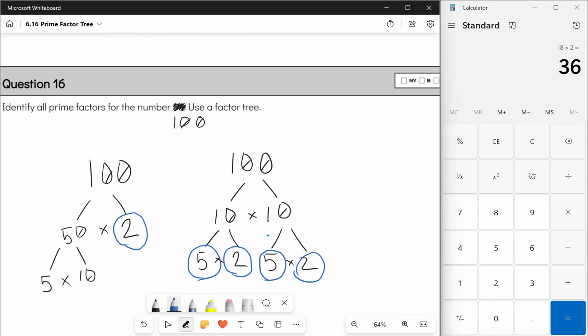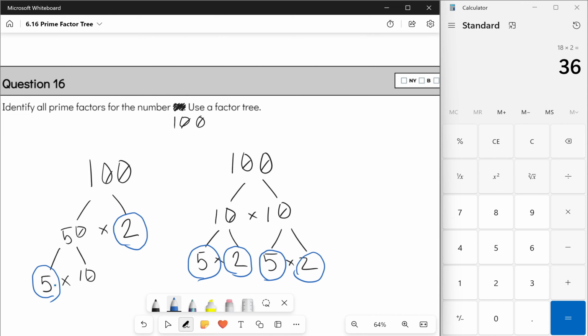So over on this one, when we started with the 10 times 10, we found that the prime factors of the number 100 were 5 and 2. Don't need to repeat them, it's just 5 and 2. Those are the prime factors. Let's see if we arrive at the same spot over here where we started off with 50 and 2 instead of 10 times 10. Well, we've got 5. There we go. That's a prime factor.